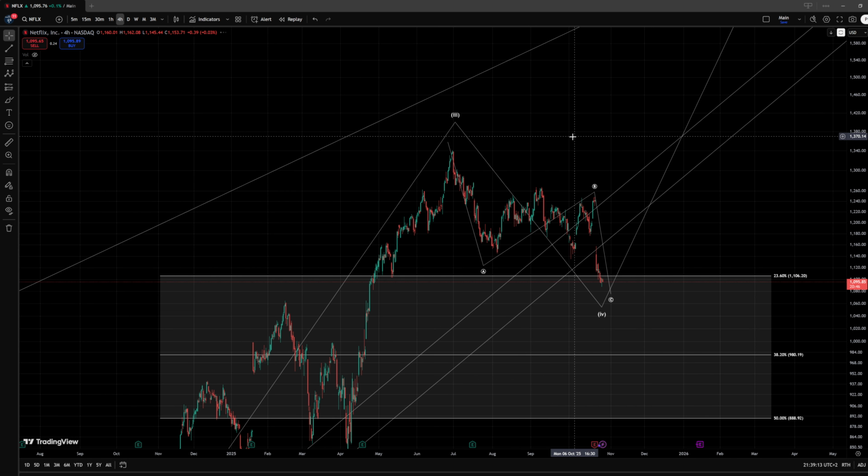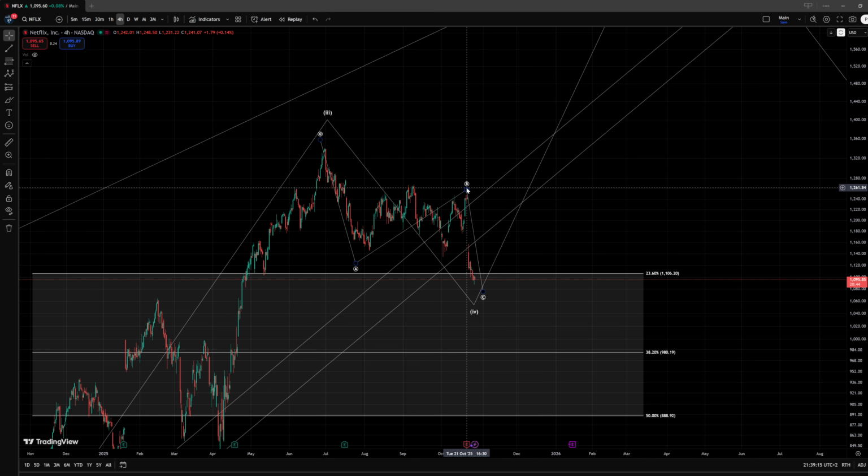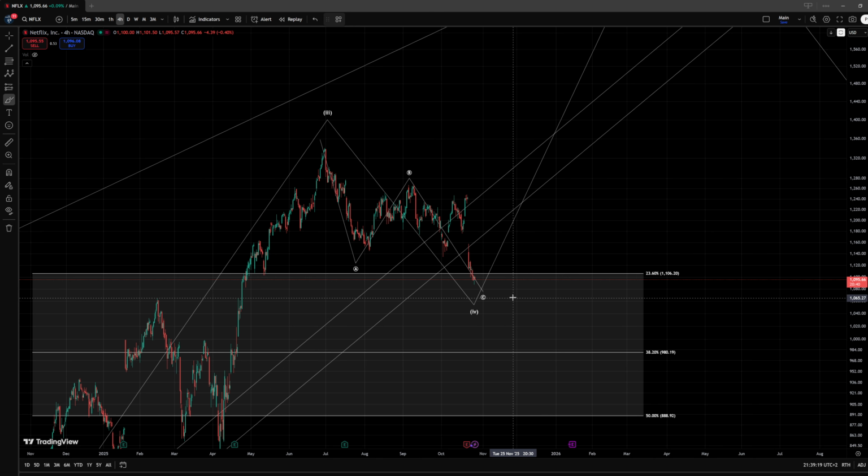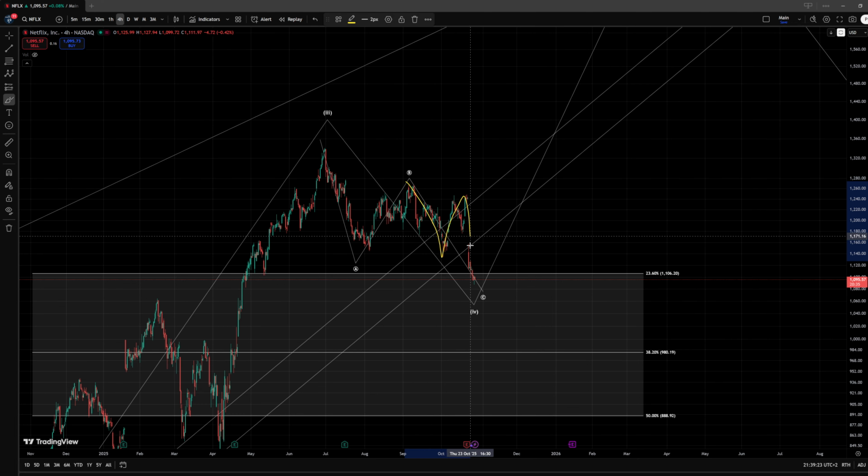Now, don't disregard the fact that the wave B top could be here, but then I would need to track an ending diagonal within the wave C, where this could be something like a 1-2, and then we would have an AB setup that could unfold.